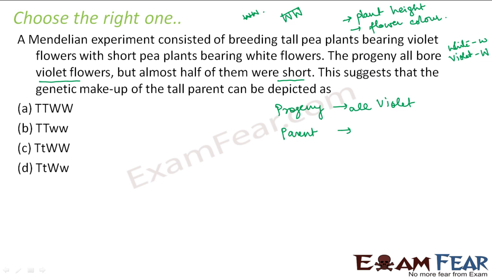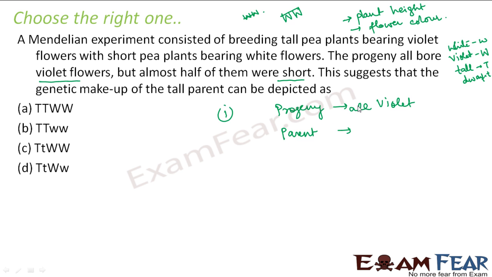Why not with capital W? Because here it says that the progeny bore all violet flowers. That means violet is the dominant trait. So we generally prefer to denote the dominant trait with a capital letter. That is why we are denoting violet with a capital W and white with a small w. Similarly, we will denote tall plants with capital T and dwarf plants with a small t. So these will be our notations.